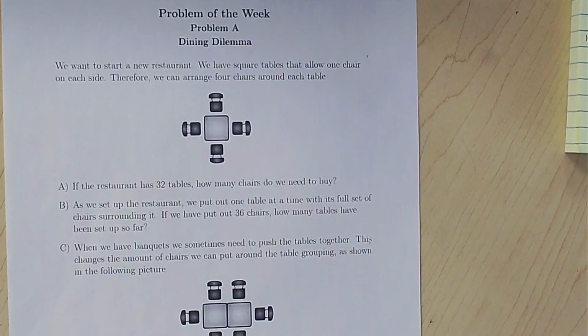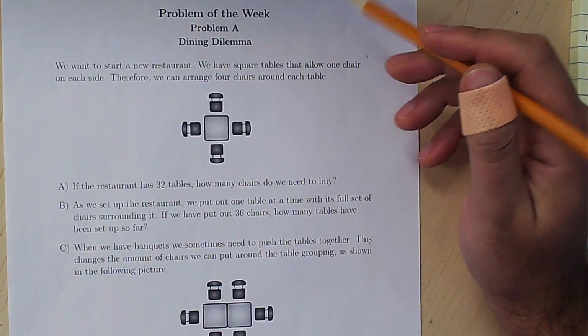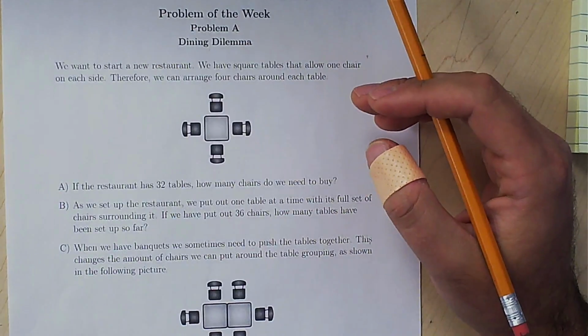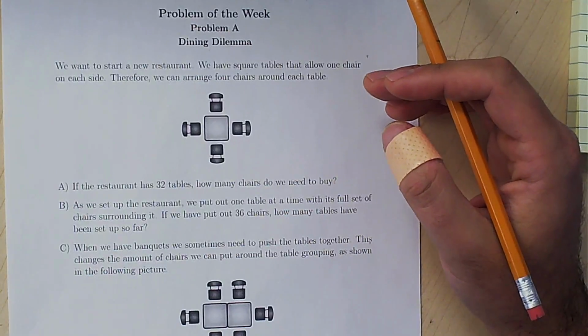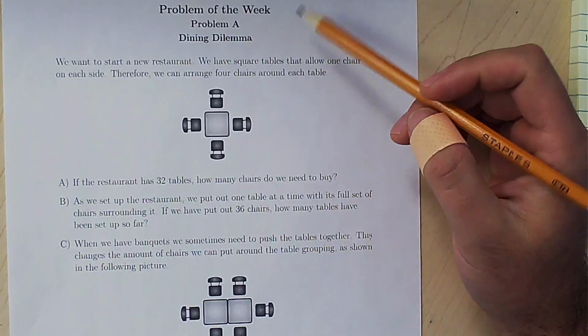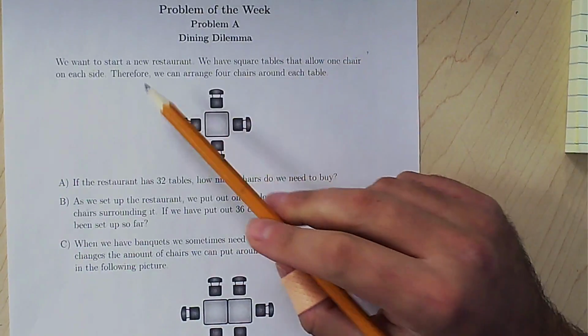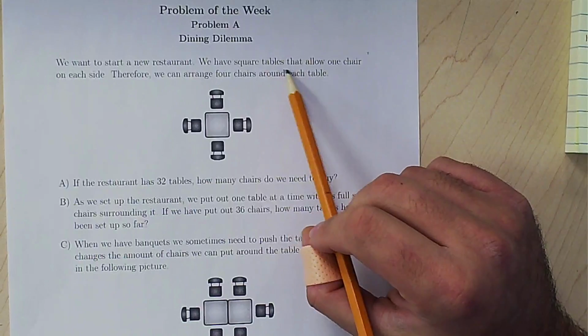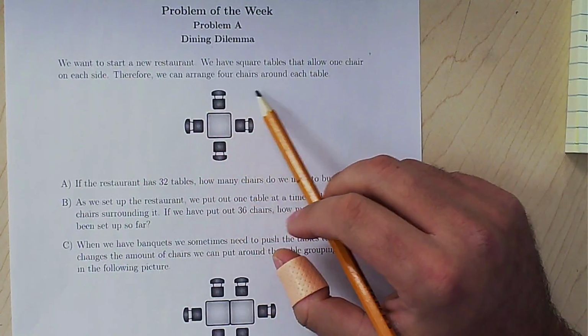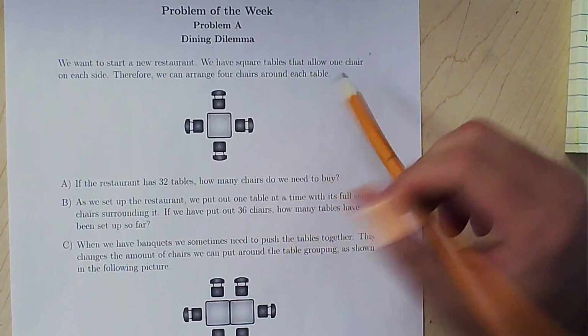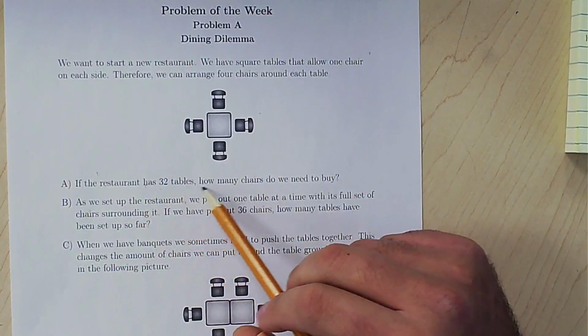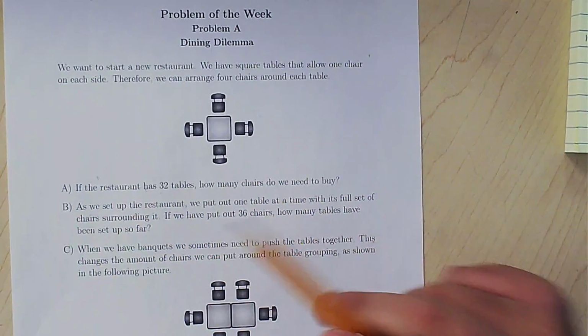All right, here's today's question. We are opening a restaurant for some reason during COVID, even though everything's getting shut down. Well, we're going to open a restaurant anyways because it's just going to be so popular. And we have square tables that allow one chair on each side. Therefore, we can arrange 4 chairs around each table. If the restaurant has 32 tables, how many chairs do we need to buy?